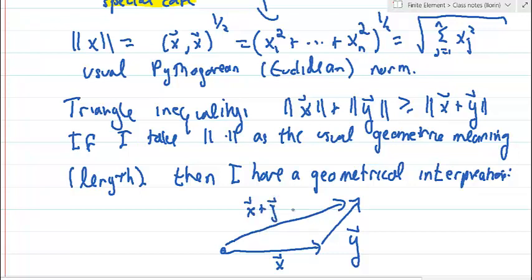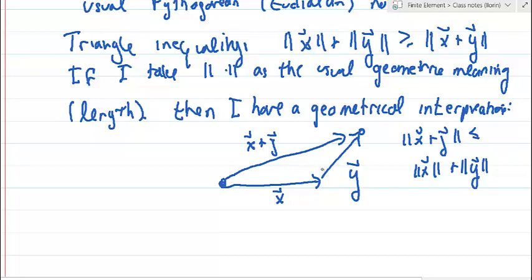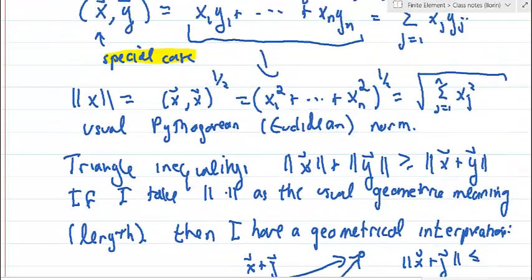So you can see that the length of the long side here is less than or equal to the length of x plus the length of y. In fact, we know that the straight line from one point to another is the shortest distance between those two points. So x followed by y also goes to those two points, but x plus y goes directly. So we do have the length of x plus y is less than or equal to the length of x plus the length of y. The only way that you can have equality is if x and y are parallel.